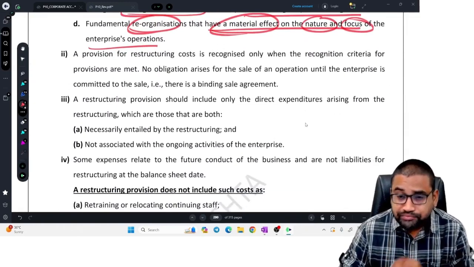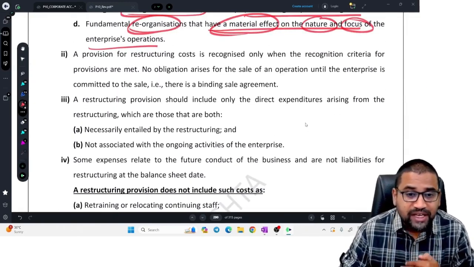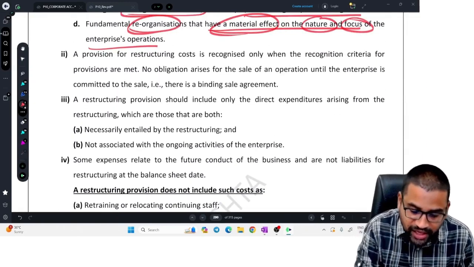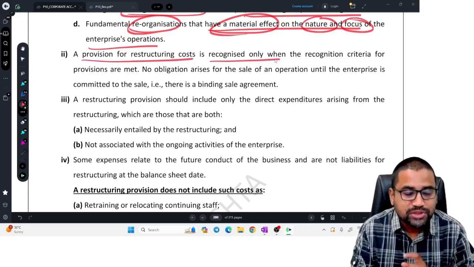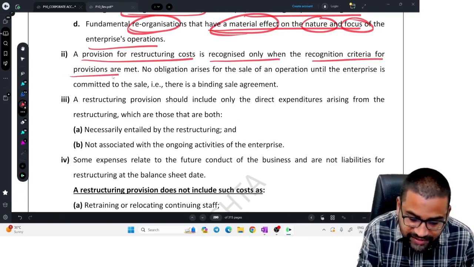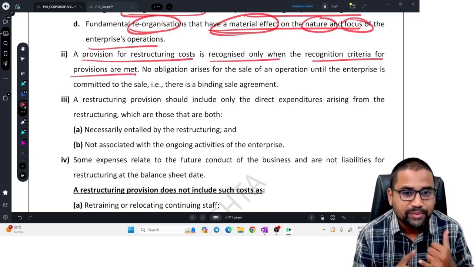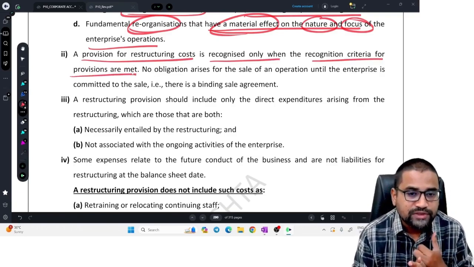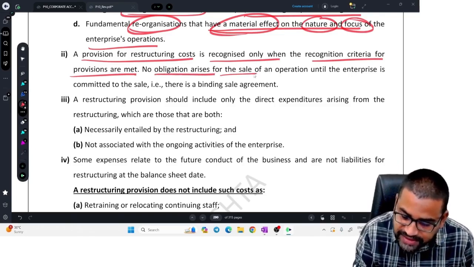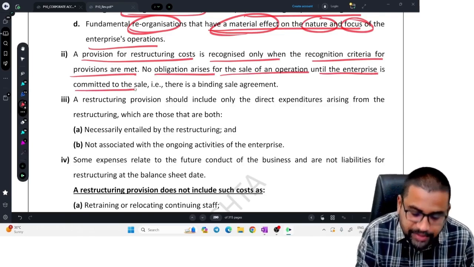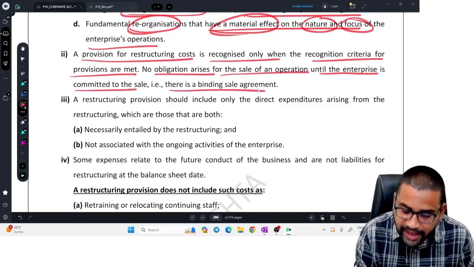Okay, now see, suppose any company announces restructuring, any provision for restructuring cost is to be recognized in the books only when the recognition criteria for provisions are met. What is the recognition criteria? Present obligation, probable outflow of resources, and reliable estimation. No obligation arises for the sale of an operation until the enterprise is committed to the sale, that is, there is a binding sale agreement.